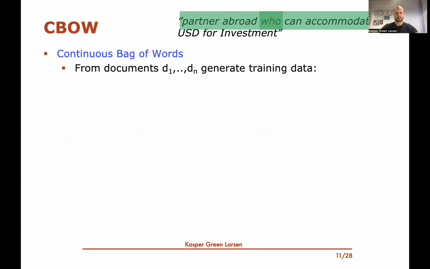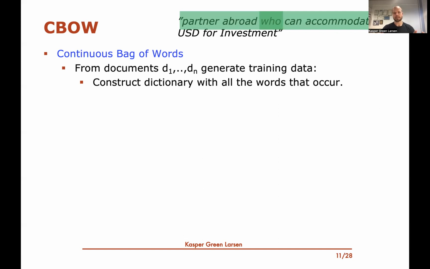So how do we generate training data for this supervised learning task? First, we construct a dictionary that contains all the words that occur in the training data. If you don't want to use the whole English dictionary with a feature for every word, you just scan through all your data and figure out which words occur. Give each a unique number, like 0, 1, 2, 3. Every time you see a new word, you give it the next available number.